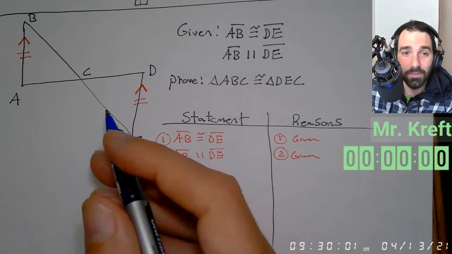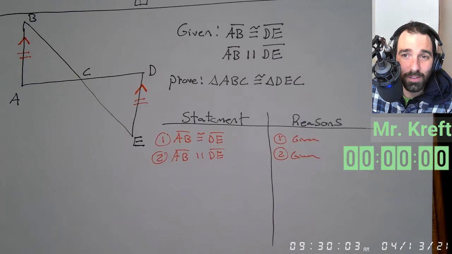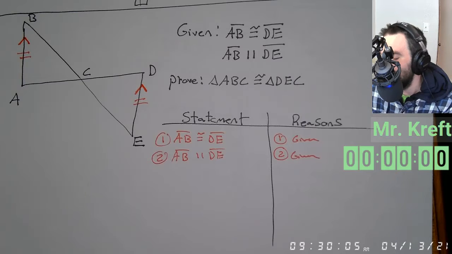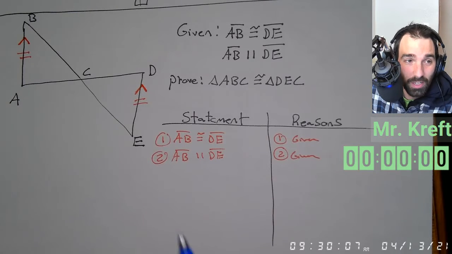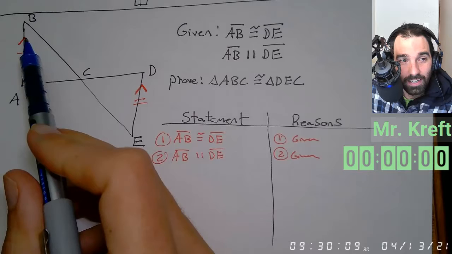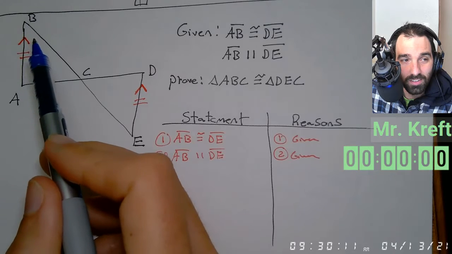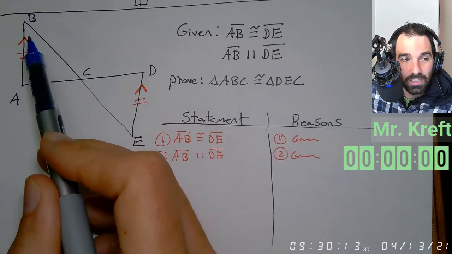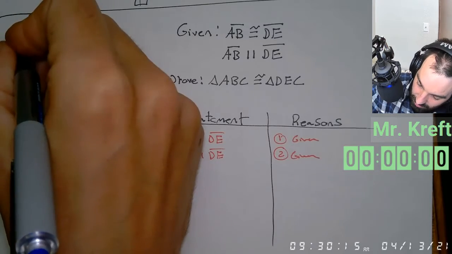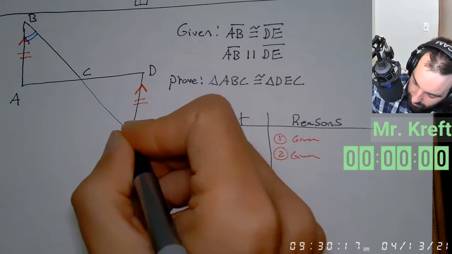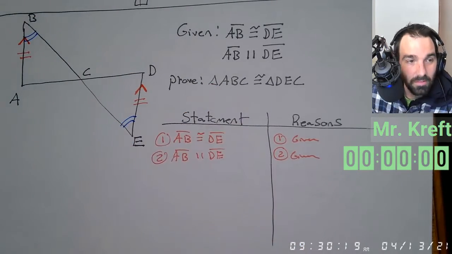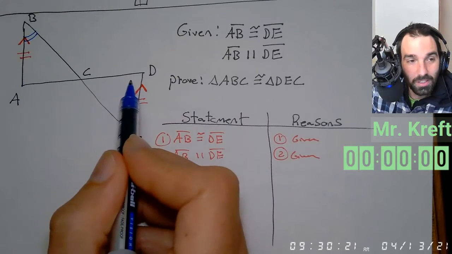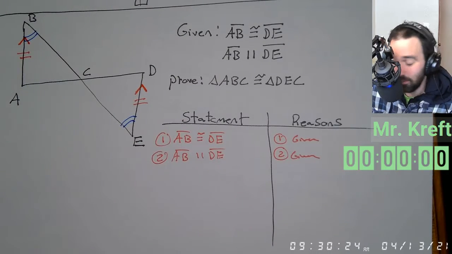Yeah, it's going to be alternate interior. And this is where it's going to be up to you and how you want to do it, because it actually turns out we have 2 pairs of alternate interior. We have angle B would be alternate interior with angle E. But wouldn't angle A also be alternate interior with angle D?